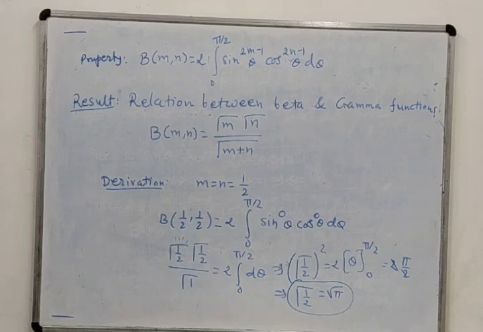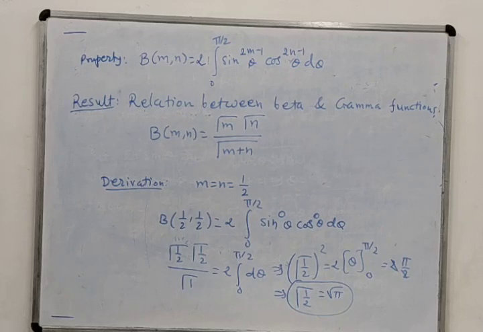So this is the derivation of the value of gamma 1/2. You remember here that gamma 1/2 equals root pi.